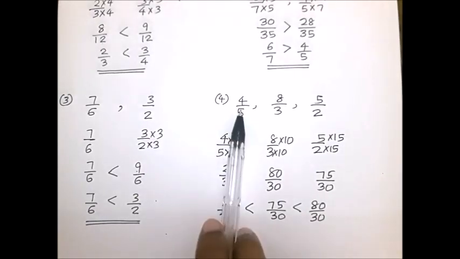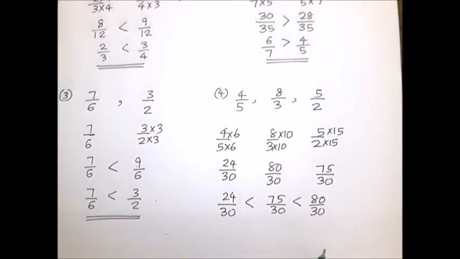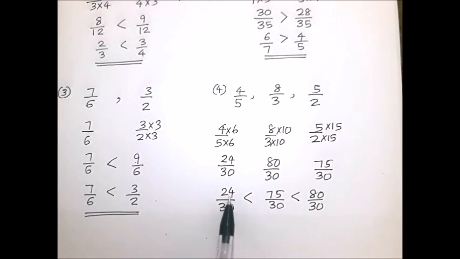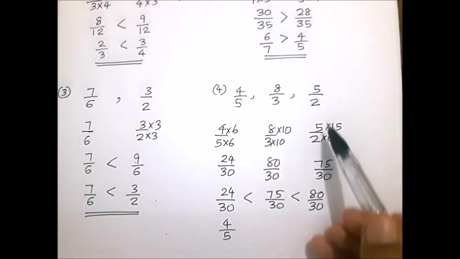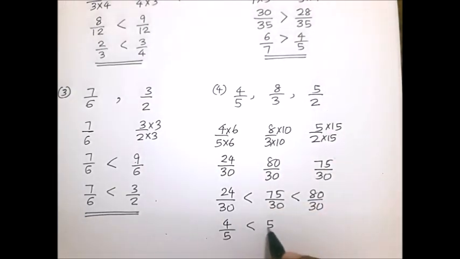Now we have to write these original fractions here. Instead of 24 over 30, you have to write 4 over 5. Instead of 75 over 30, you have to write 5 over 2. Instead of 80 over 30, you have to write 8 over 3. This is the answer.